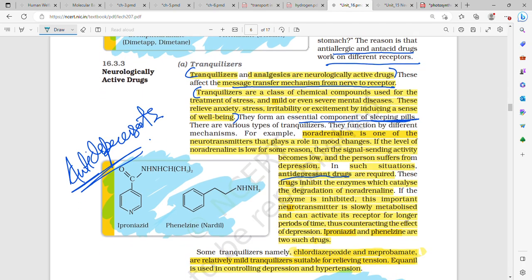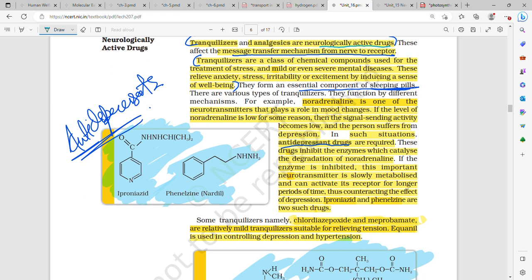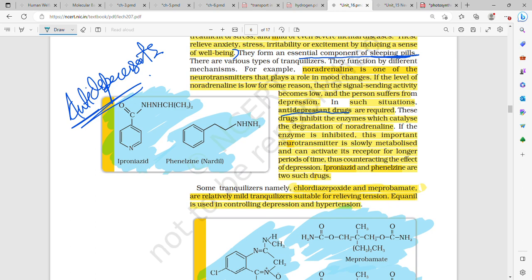Now, tranquilizers. Tranquilizers and analgesics are neurologically active drugs. They affect the message transfer mechanism from nerve to receptor. What are tranquilizers? They are a class of chemical compounds used for the treatment of stress, mild to severe mental diseases, depression, anxiety, irritability, excitement, all of those. And they induce a sense of well-being. So they are an essential component of sleeping pills.